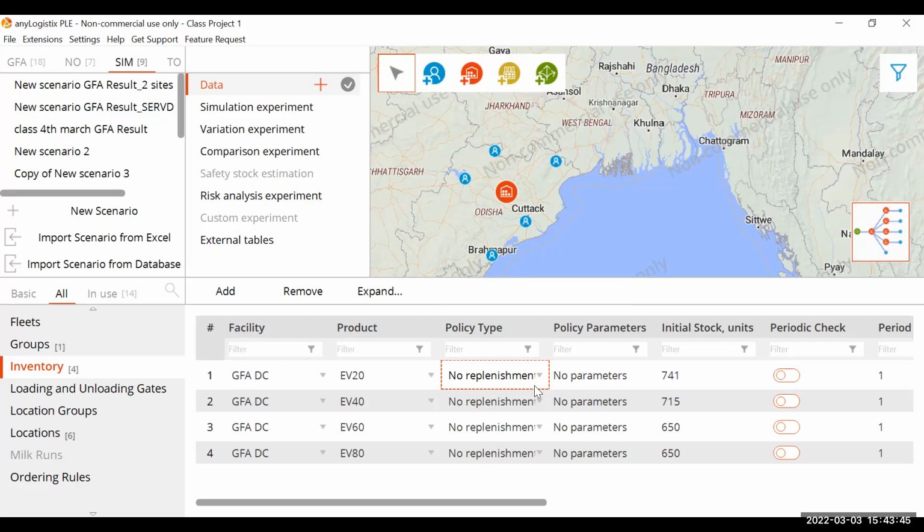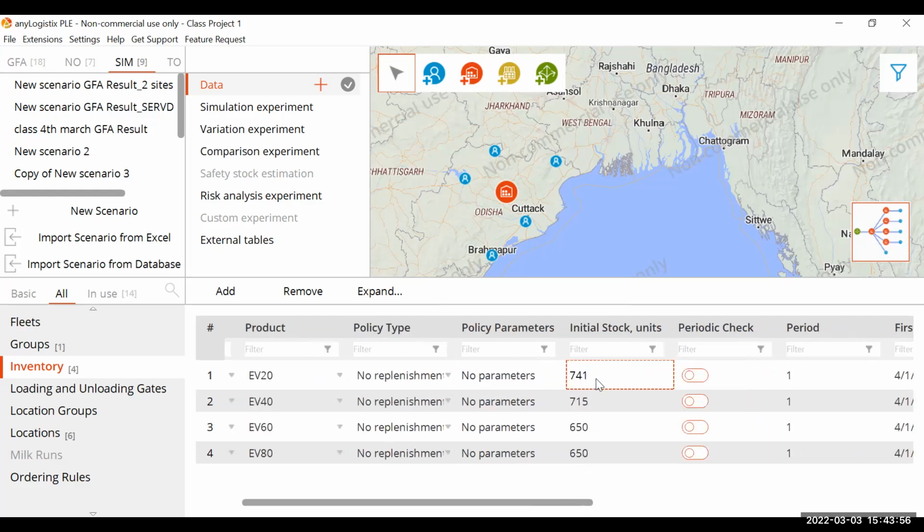Once we add a factory, I'll show you what other inventory policy types there are. In this case, what I've told you is to keep a large quantity so that it should not happen. So I have told you to keep 5,000 quantity each, right?